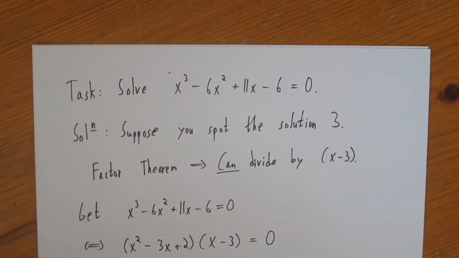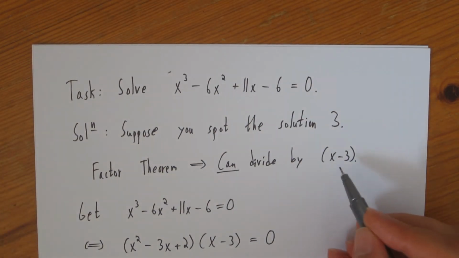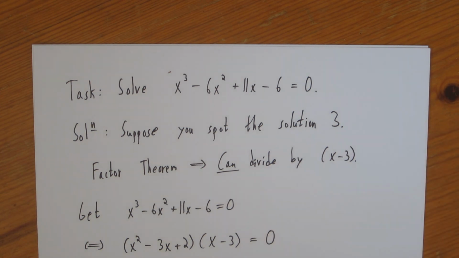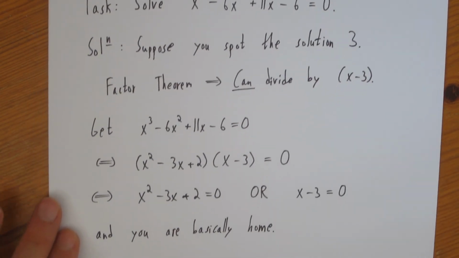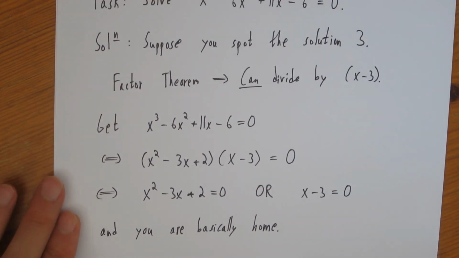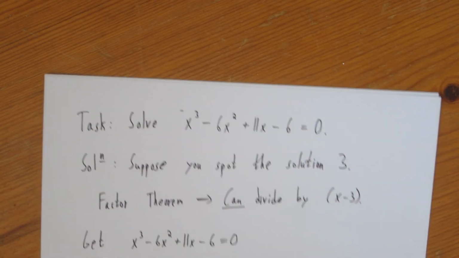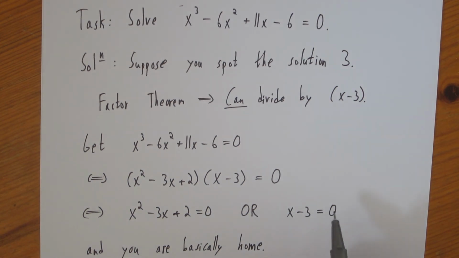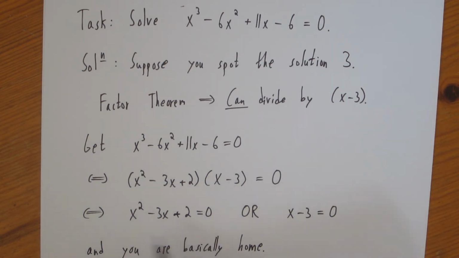So in this way, by spotting a solution, dividing by x minus that root, you find a factorization, and then you just need to solve a quadratic equation and a linear equation, and the answer to the original question will be both the roots, the solutions to this equation, and the roots coming from solving this equation.